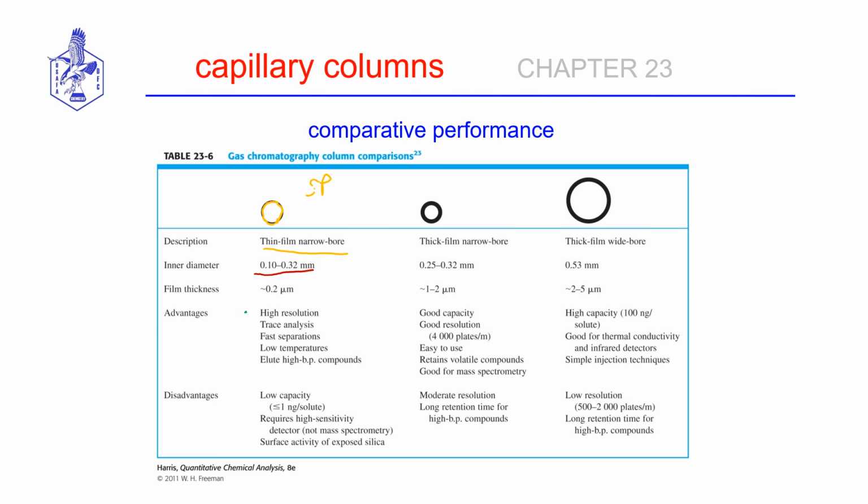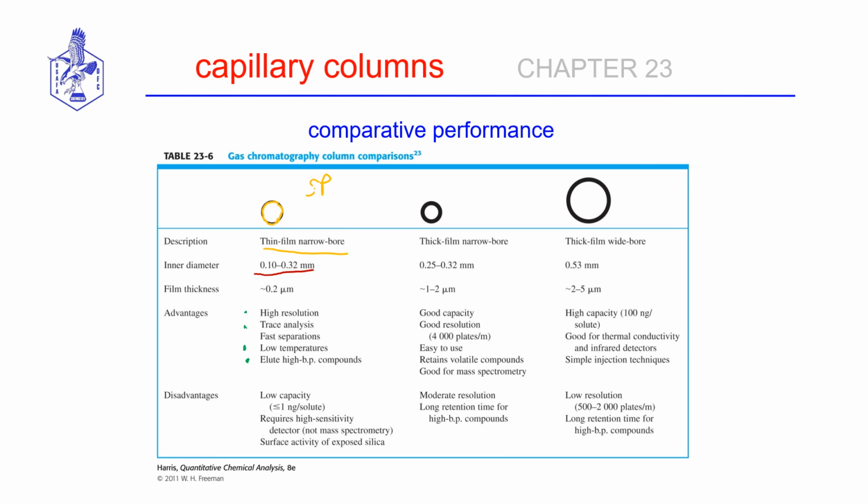The advantages in using a thin film narrow bore column: we get the best resolution of any of our columns. This has to do with a more efficient partitioning in the thinner layer of stationary phase. It's good for trace analysis when our analyte species are present at very low concentrations. It allows us to do fast separations. We can do separations at lower temperatures, and we can elute high boiling point compounds.